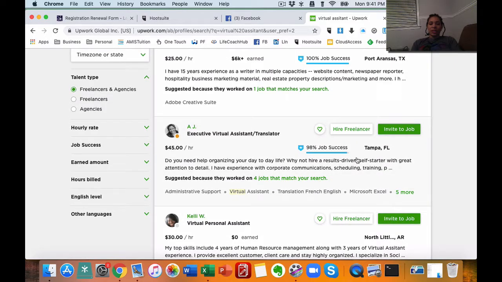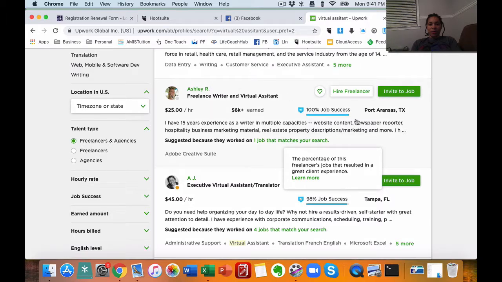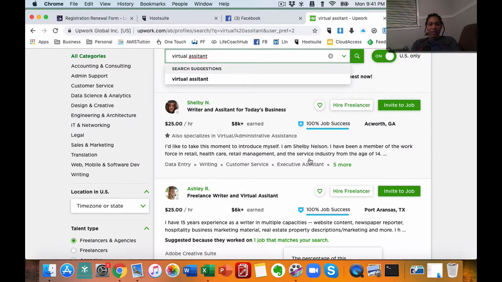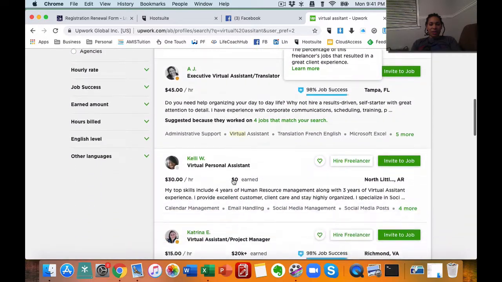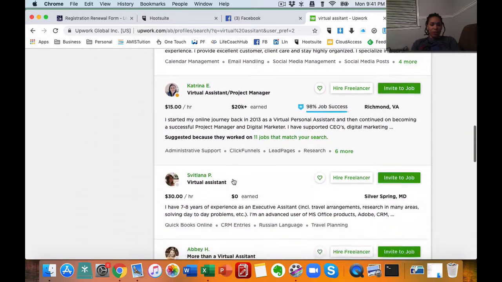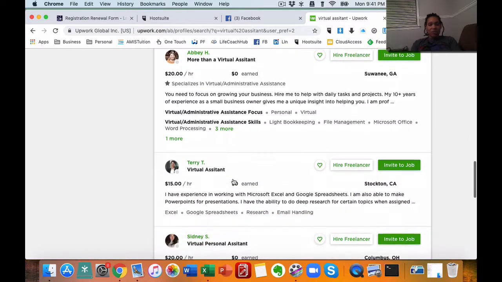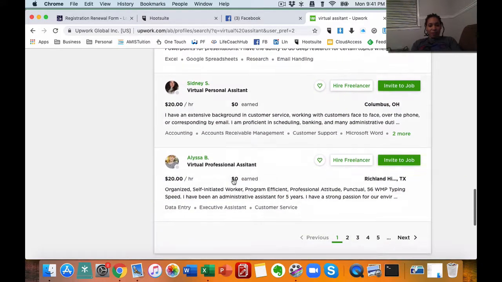Then you want to look at the percent of job success, because this goes to whether they can complete a project or not. And of course you want to look at the budget, whatever you think your budget is. Now, the cheapest is not always the best. You get what you pay for, so just remember that.